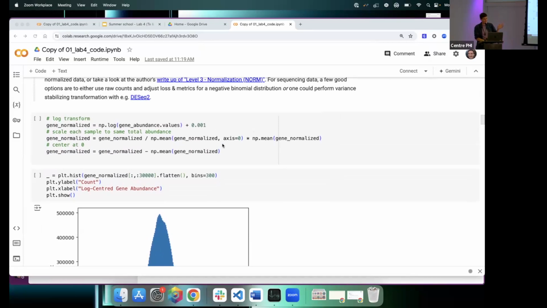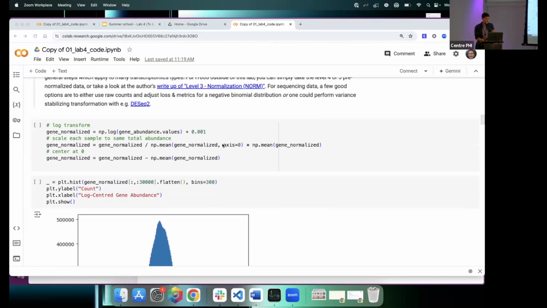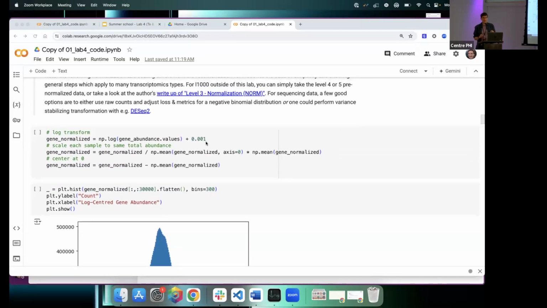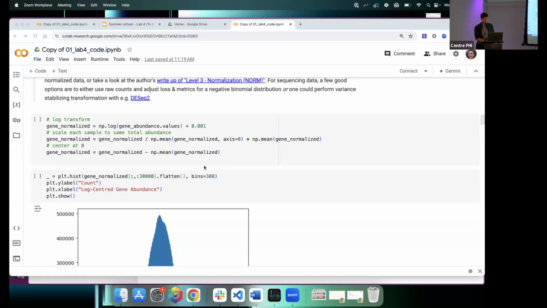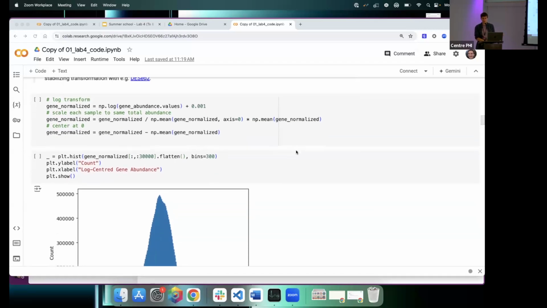Totally awake. Okay, some of these, if you go through it, one sample will have in general higher abundance than another sample. Nevertheless, these are relative measurements. So this is just scaling it so that it has the same median, or I guess mean, and then centering it at 0. So getting it all on the same scale.